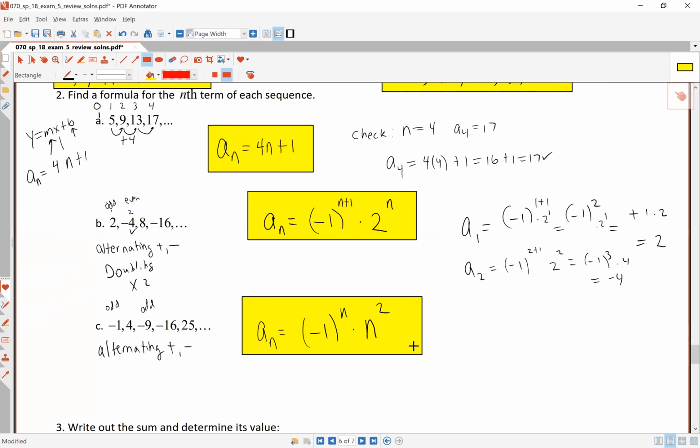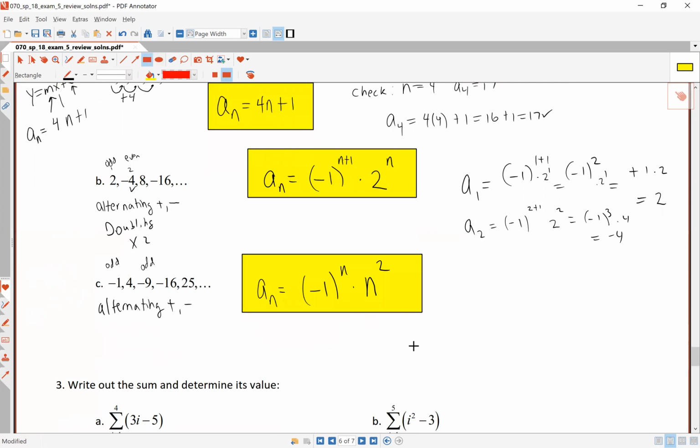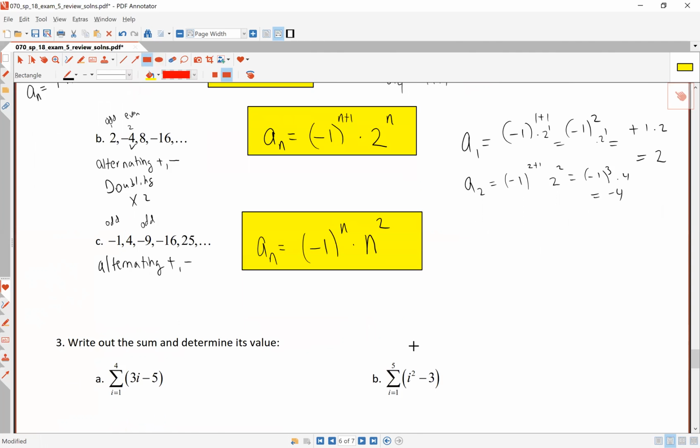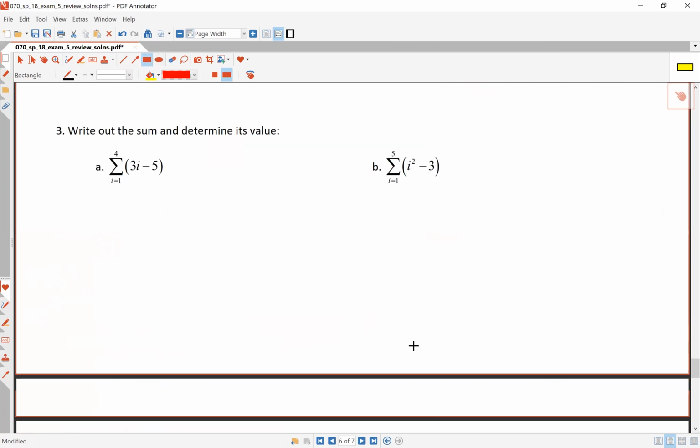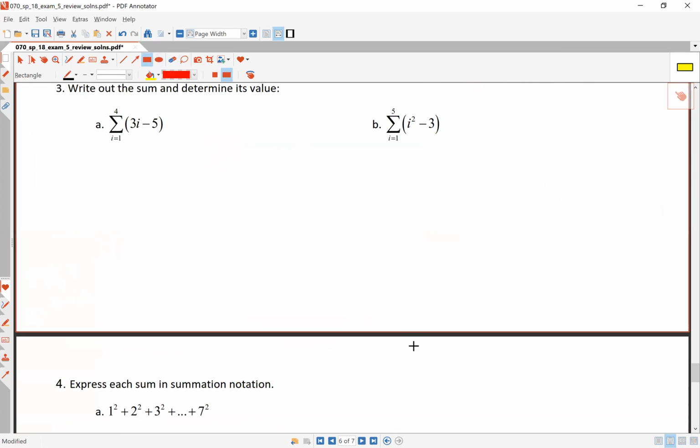Those are all sequences. And then when we add up the terms of a sequence, we call it a series, or the sum using summation notation. Sigma means add. Add up the first through the fourth terms.